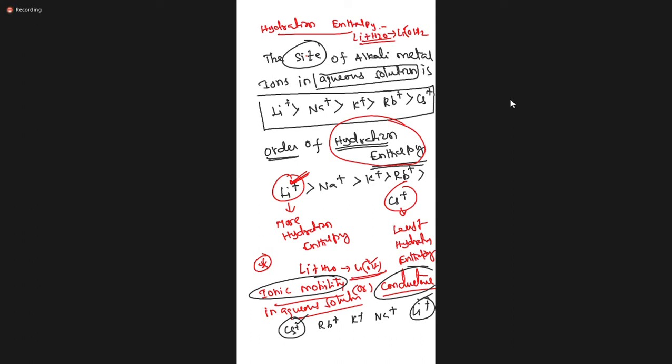That's why what is the order of ionic mobility or conductance? Cs plus is greater than Rb plus is greater than K plus is greater than Na plus is greater than Li plus. Cs has more ionic character than Li plus. Cs plus will conduct more than Li plus. Those orders you need to remember, please.